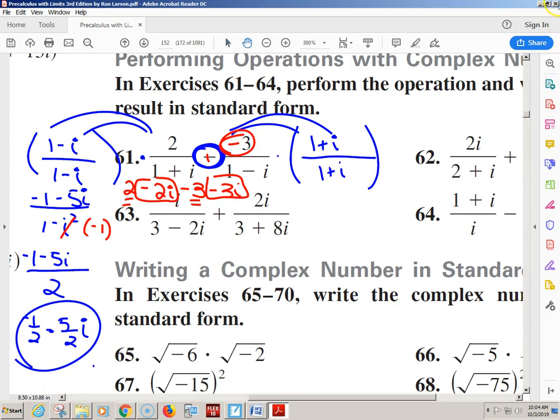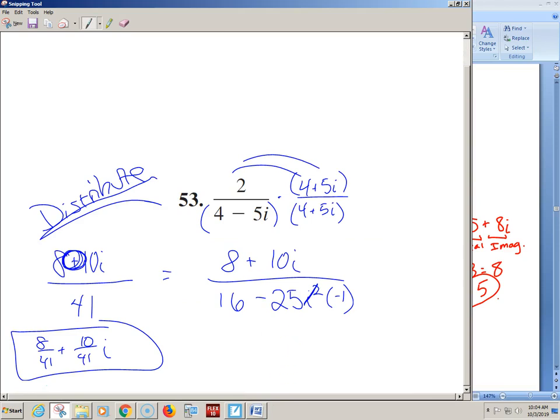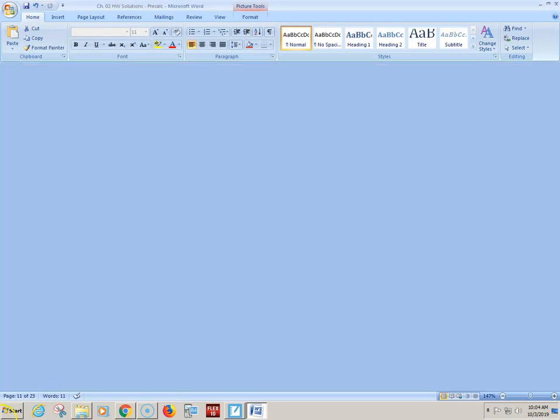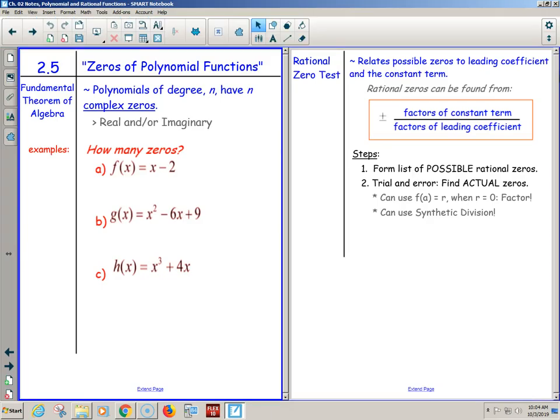Here we go, section 2.5. You guys already have the notes written and ready to go. Let me get rid of all this extra superfluous stuff we don't really need. Aha! There we go.